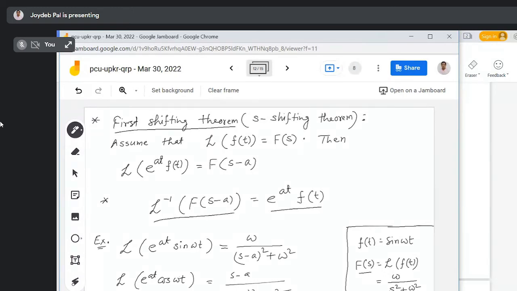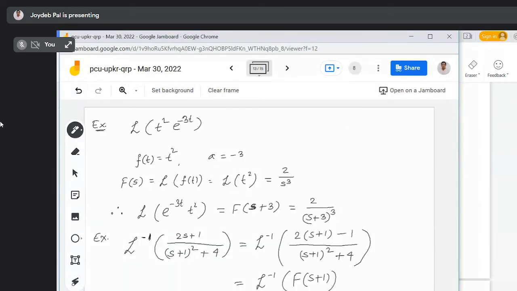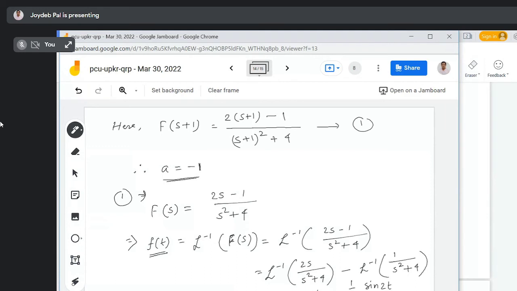Okay, and according to the problem, f of s minus a, it is our f of s plus 1, right? Yes, sir. It is our f of s plus 1. Therefore, a is what? A is minus 1. Yes. And small ft I have evaluated in that way. From f of s plus 1, you write fs. Then from that fs, you take Laplace inverse, you will get ft. Okay.